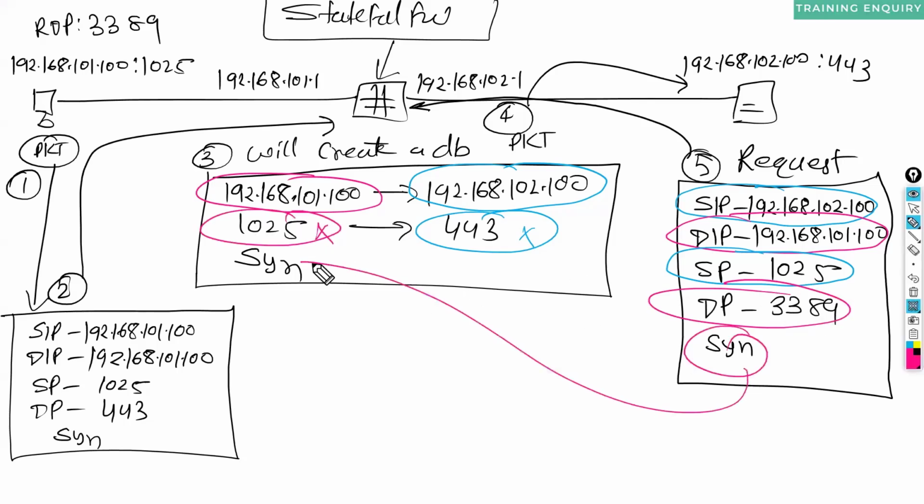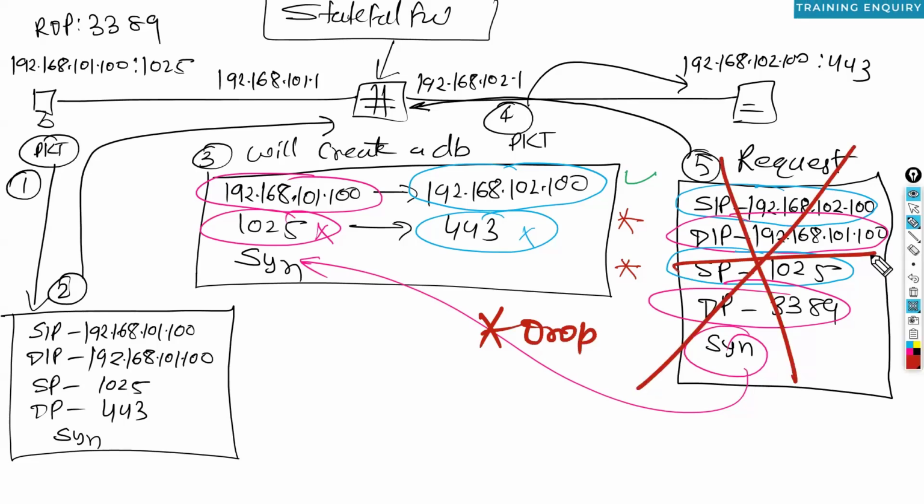And what is coming? SYN is coming. In response, SYN can't come. Now at this time, when the traffic is coming from outside to inside, that traffic is not matching with our database. Layer 3 information is matching, but the rest of the information, layer 4 information and flags, are not matching. When the information does not match with our database, what will the firewall do? The firewall will drop this packet. So this will be done by a stateful firewall. And remember, in present time, all vendors' firewalls are stateful firewalls.